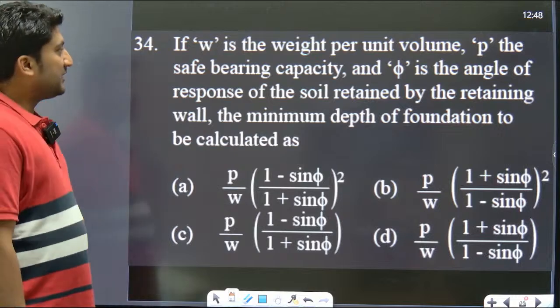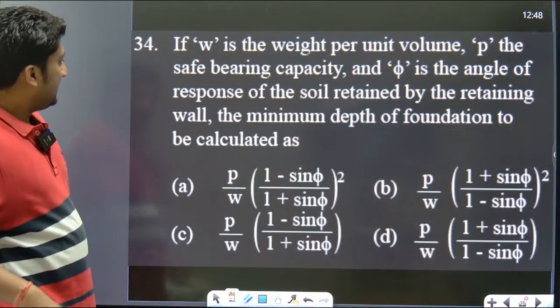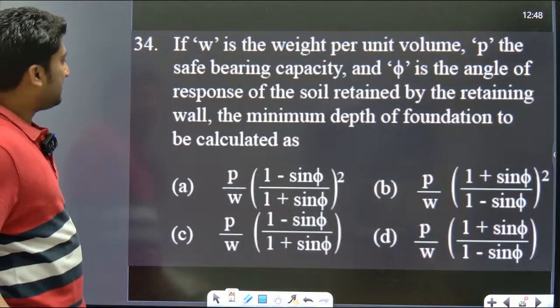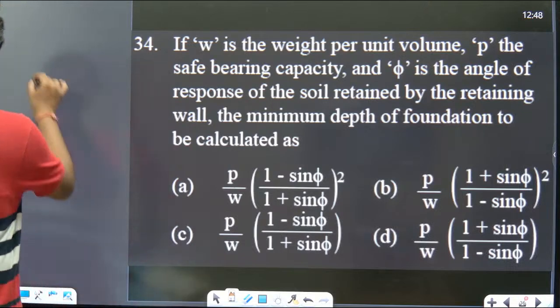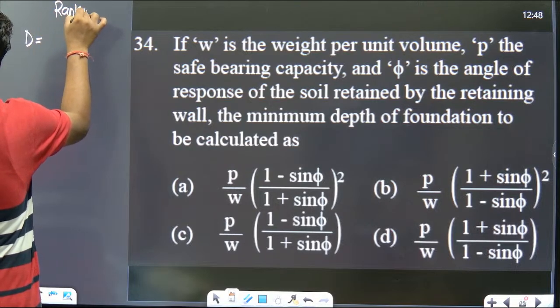So W is the weight per unit volume, P is the safe bearing capacity, and phi is the angle of repose of the soil retained by the retaining wall. The minimum depth of the foundation is calculated by the Rankine formula.